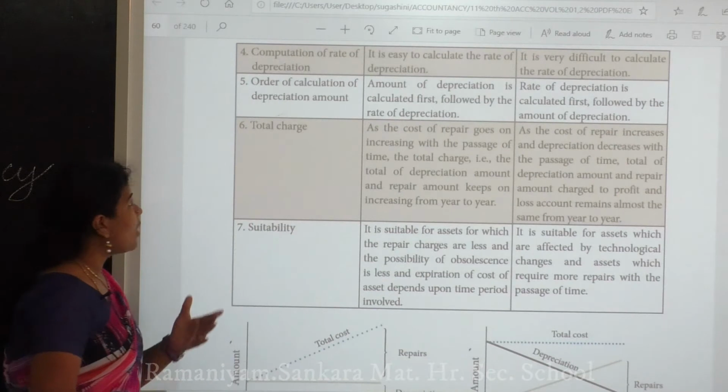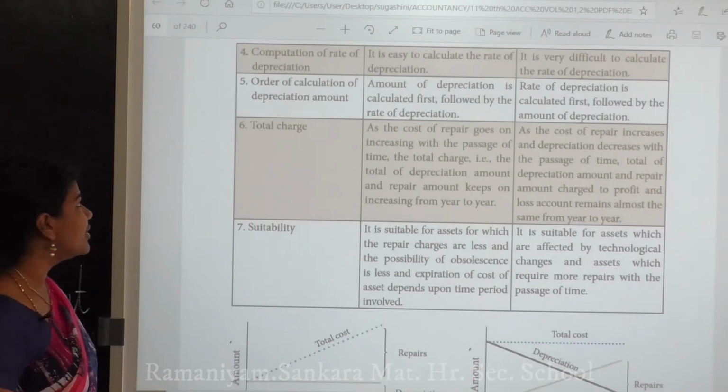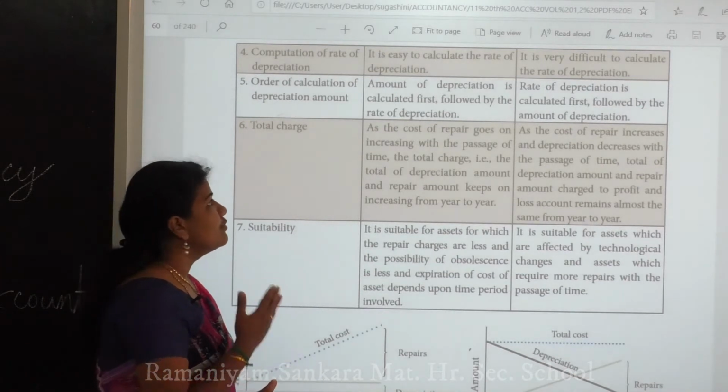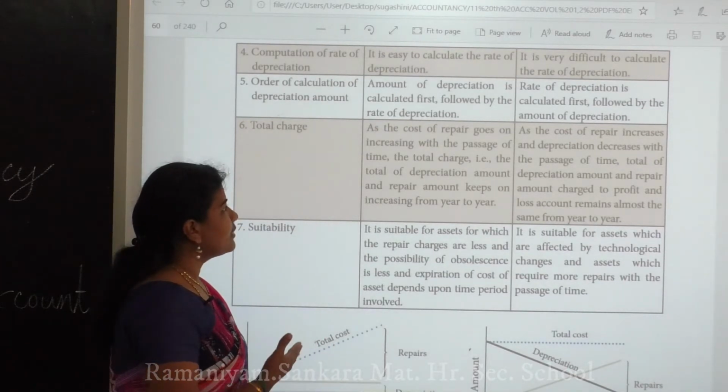Fifth point, order of calculation of depreciation amount. In the straight line method, the amount of depreciation is calculated first, followed by the rate of depreciation.